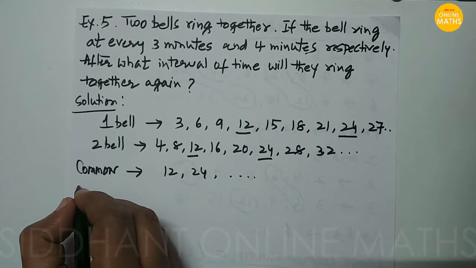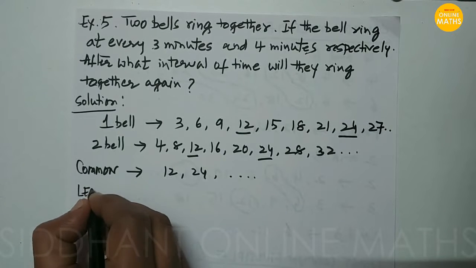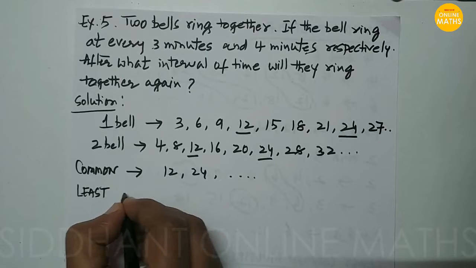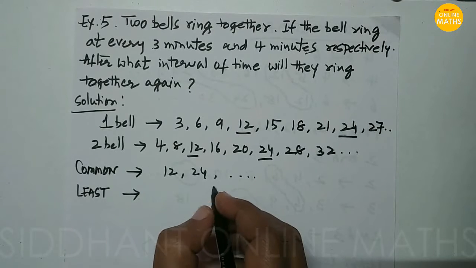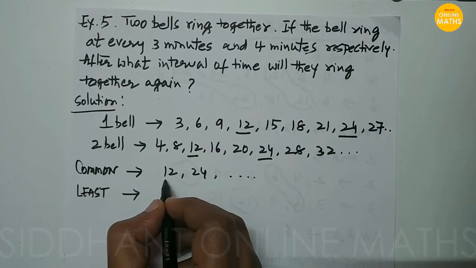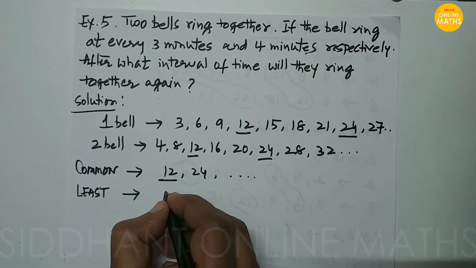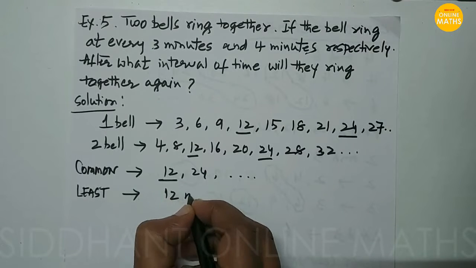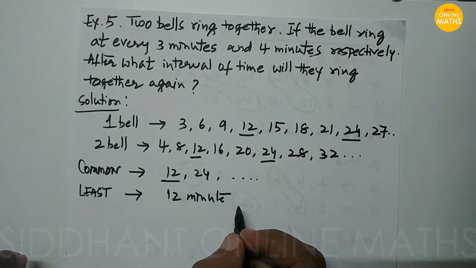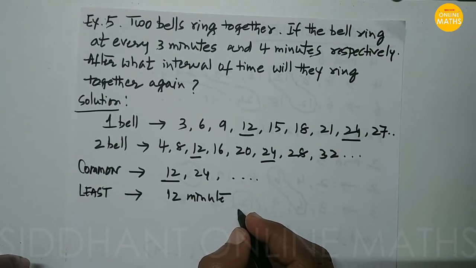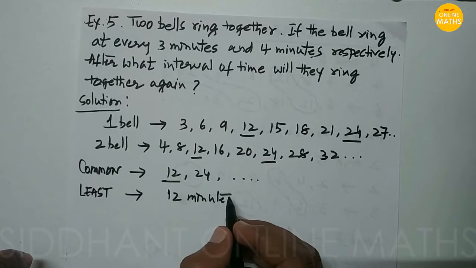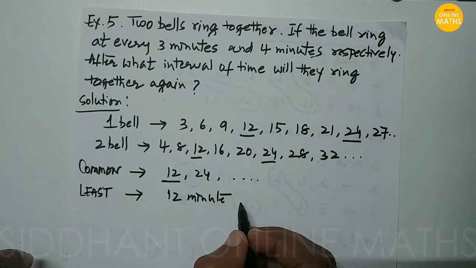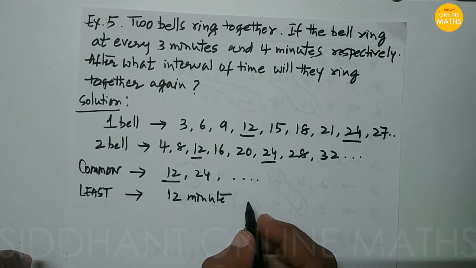In this we are going to talk about the least, or lowest, common multiple. The lowest common multiple will be 12. So at every 12 minutes, both the bells will ring together again. So this is the way we find the least common multiple.